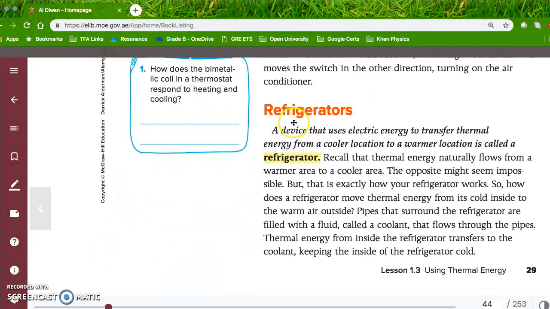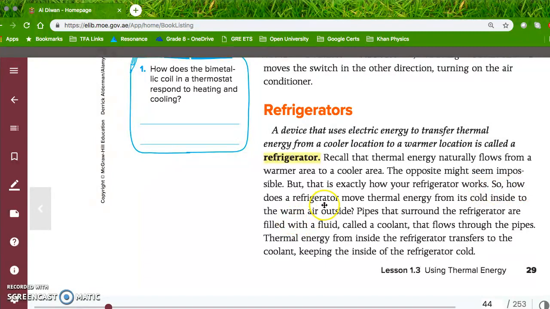Refrigerators. A device that uses electric energy to transfer thermal energy from a cooler location to a warmer location is called a refrigerator. Recall that thermal energy naturally flows from a warmer area to a cooler area. The opposite might seem impossible, but that is exactly how your refrigerator works.